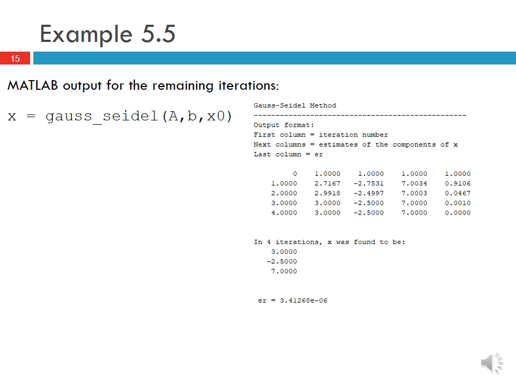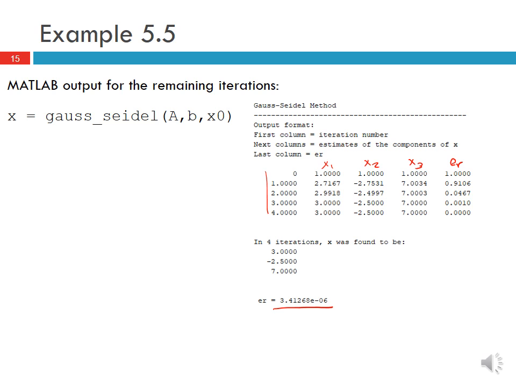So this shows the output for the remaining iterations using the Gauss-Seidel method. So the first column here shows the iterations, 1, 2, 3, 4, and then these show x1, x2, and x3 at each of the iterations, and then this is our approximate relative error, epsilon r. And so you can see after 4 iterations, we find the same result, 3, negative 2.5, and 7. And after the procedure is done, our approximate relative error is 3.4 times 10 to the minus 6.